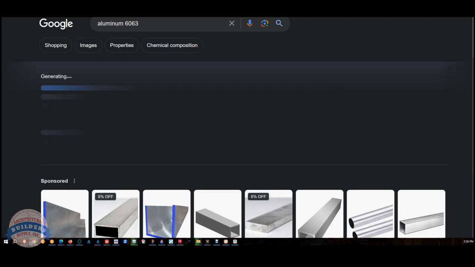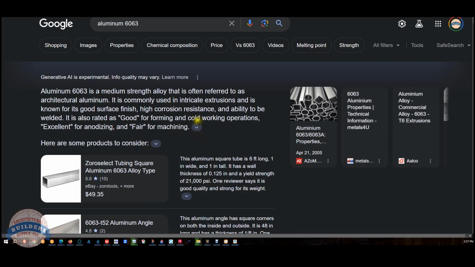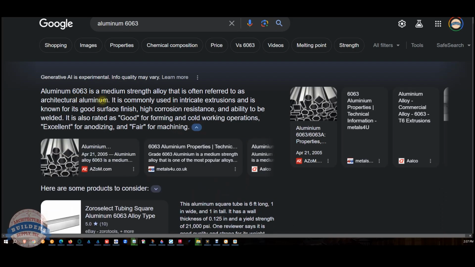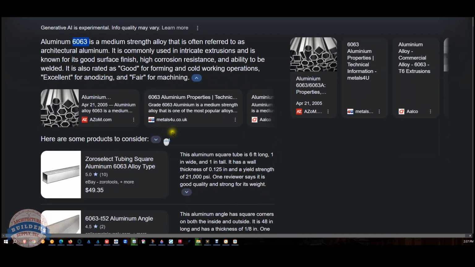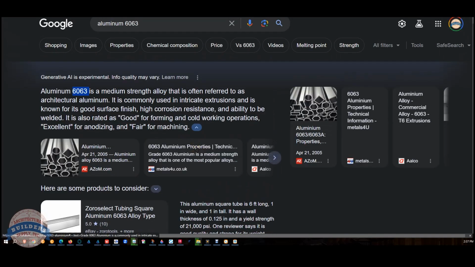Aluminum 6063 is a medium strength alloy that is often referred to as architectural aluminum. It's used in intricate extrusions and is known for its good surface finish, high corrosion resistance, and the ability to be welded. It is also rated as good, not excellent or fair, for forming and cold working applications, and excellent for anodizing, but only fair for machining. So that's 6063. It turns out that 6063, if you're going to extrude, is really the product to use, and it gives you the excellent rating for anodizing.